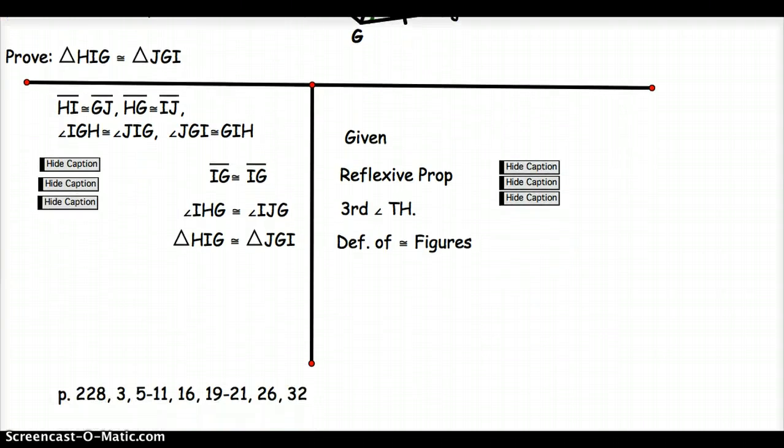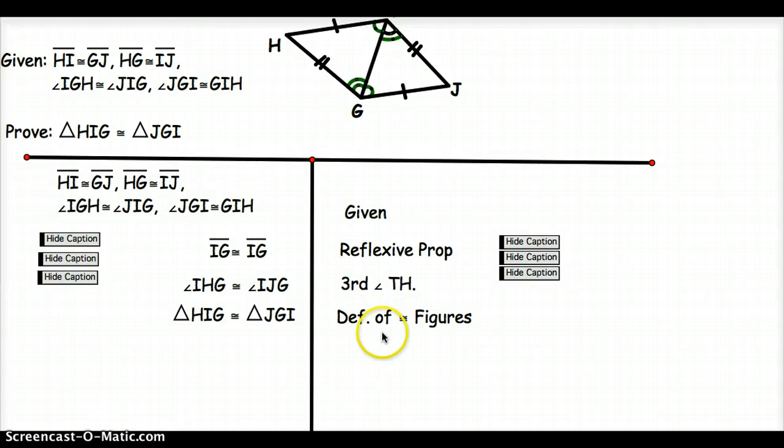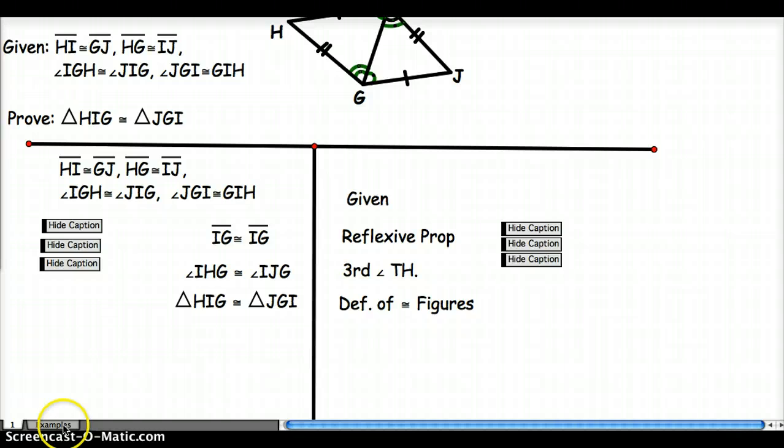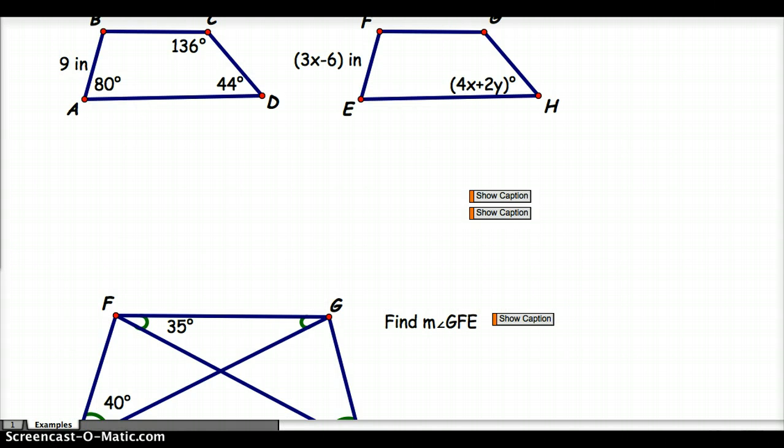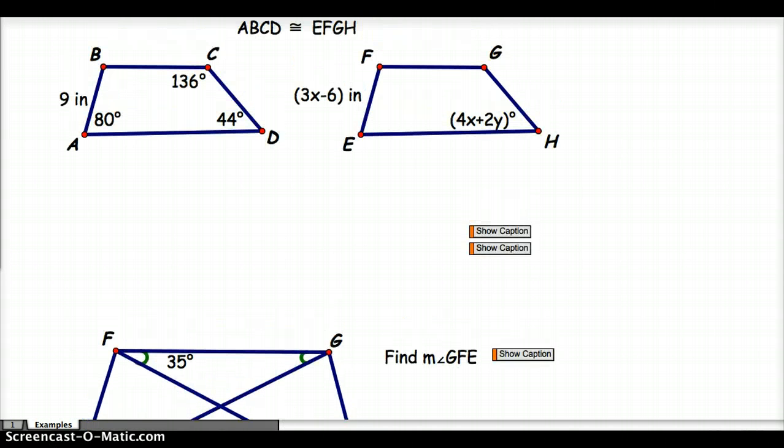And honestly, that's pretty much it. So let's go ahead and take a look at some examples. When I look at these two shapes, I have two quadrilaterals of some sort, kind of look like trapezoids to some degree. But notice it tells me that ABCD is congruent to EFGH.